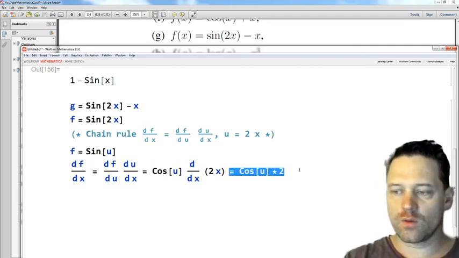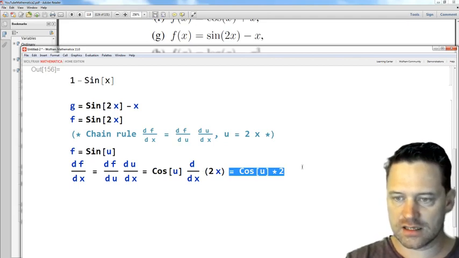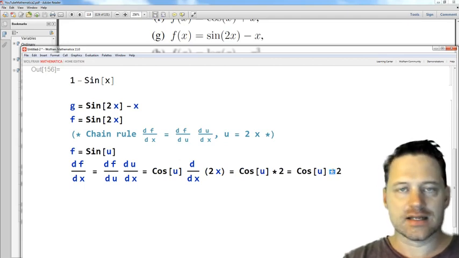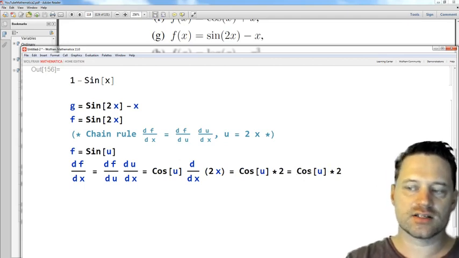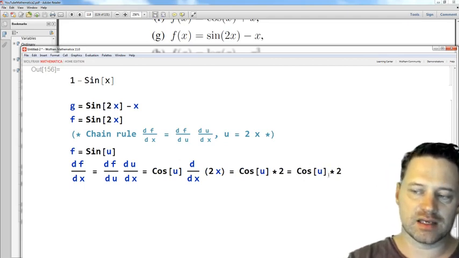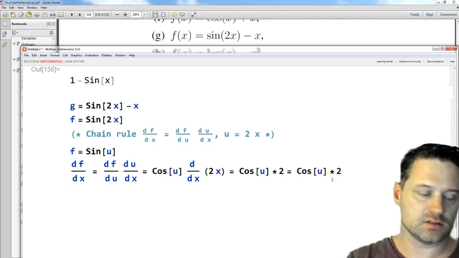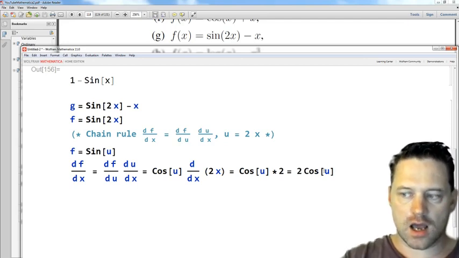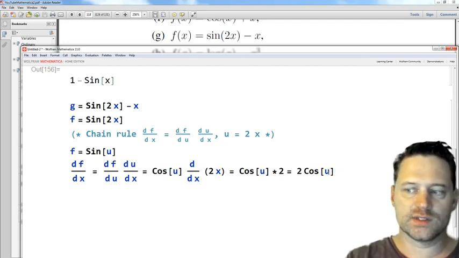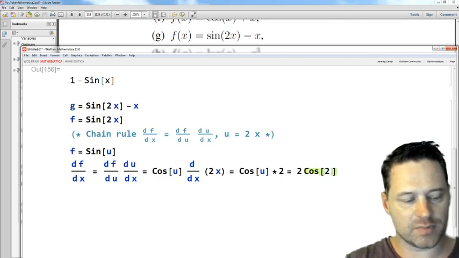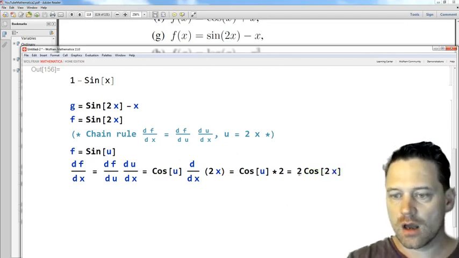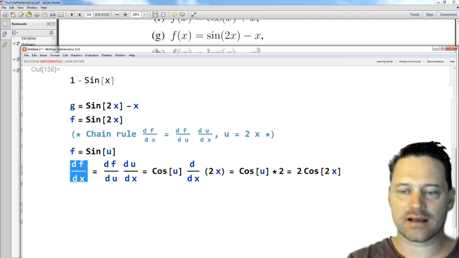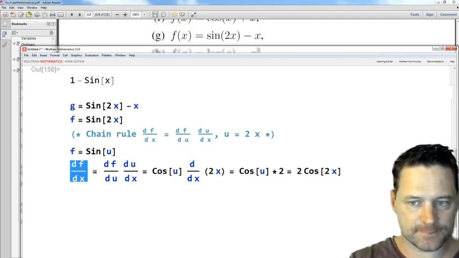And now we're almost done differentiating this sine of u. It's nice to put this 2 in front so that you don't get it confused with being inside this function cos. So I'll change that and put it in front. And then remember that u was equal to 2x, so we'll replace that back in. Now this is the derivative of f with respect to x by the chain rule.